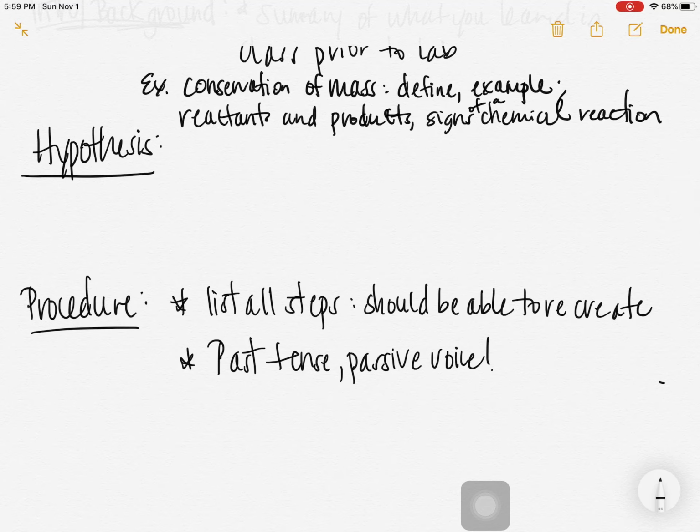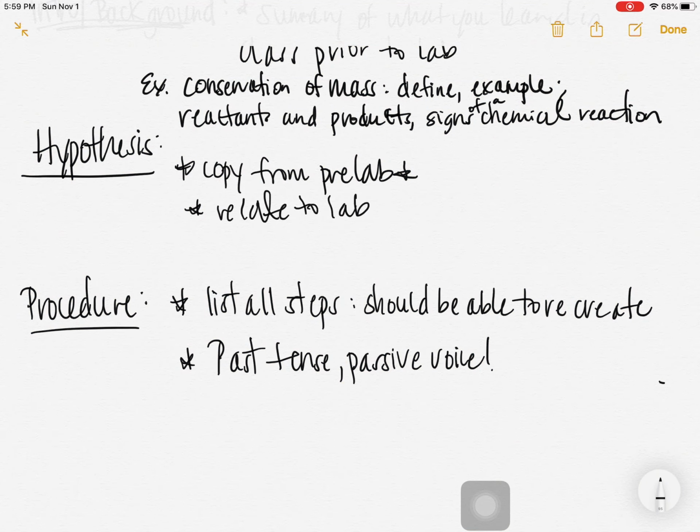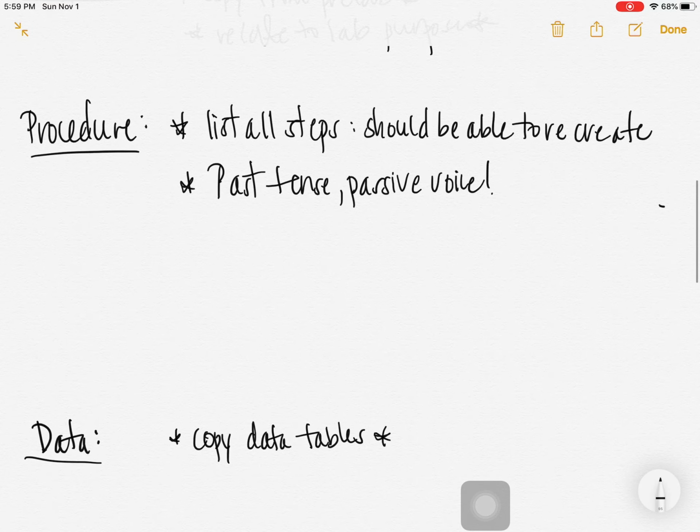Following the intro or the background is your hypothesis. In this case, I believe you had to make a hypothesis in your pre-lab assignment. Okay, so you'll copy your hypothesis directly from your pre-lab. And remember, it should relate to the lab purpose. Okay, so make sure you keep that in mind, that your hypothesis should always relate back to what was the purpose of this lab.